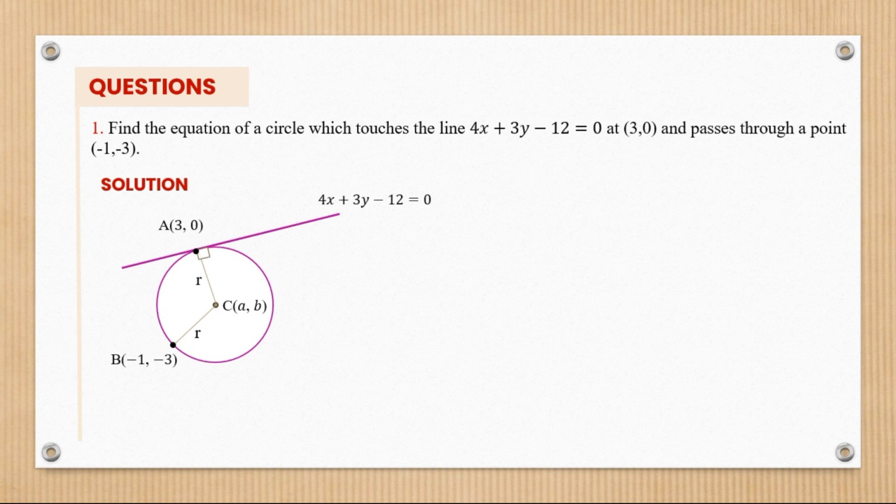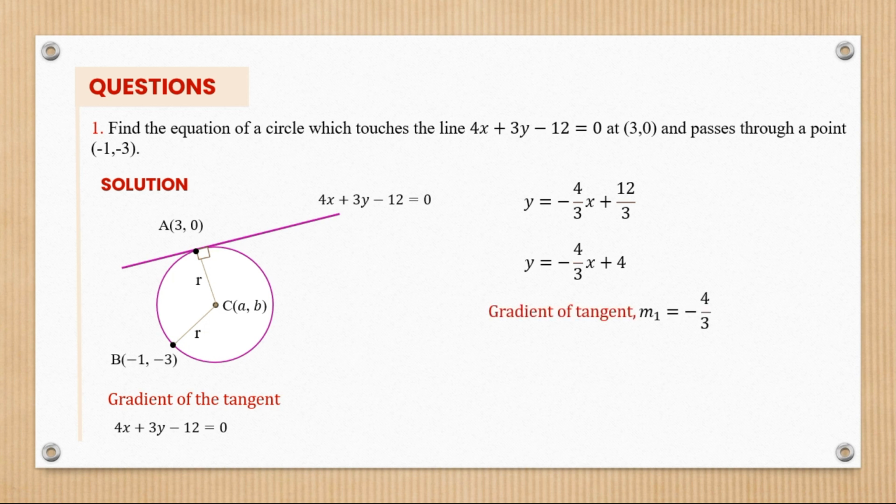Alright, now I'm going to first find the gradient of the tangent. Now I know the equation of the tangent. Now I'm going to rearrange it. So when I make y the subject, y shall be equal to -4/3x plus 12/3. And then 12/3 shall give me 4. So I can say that the gradient of the tangent m1 is -4/3.